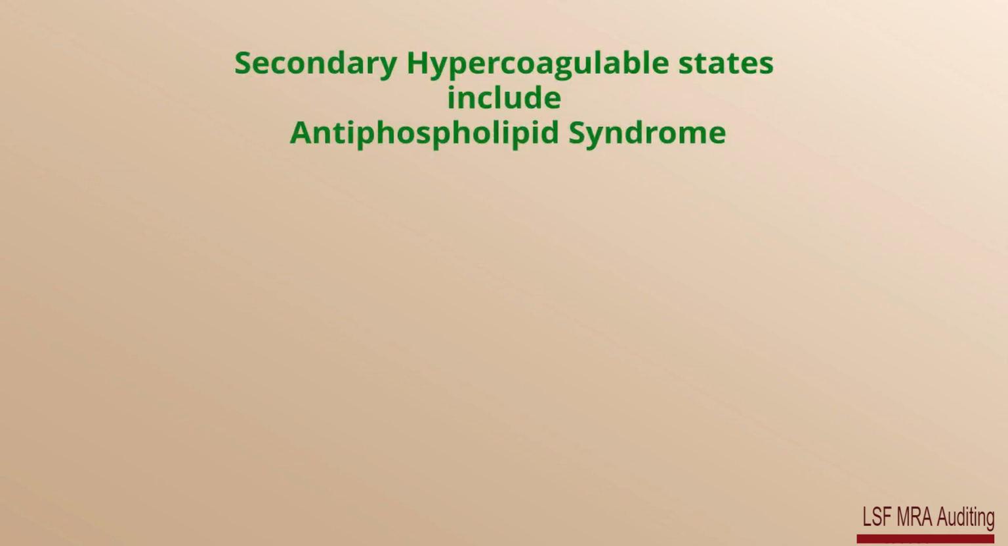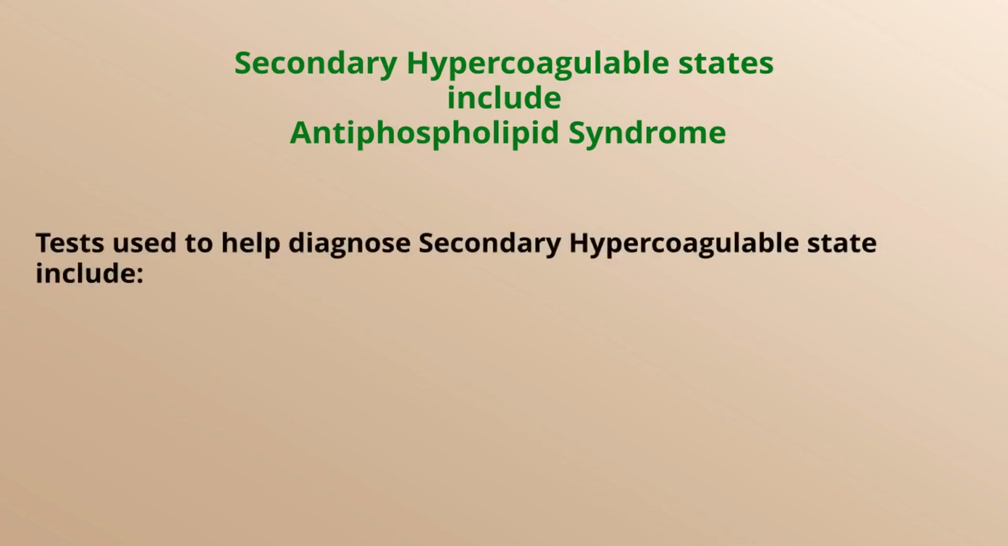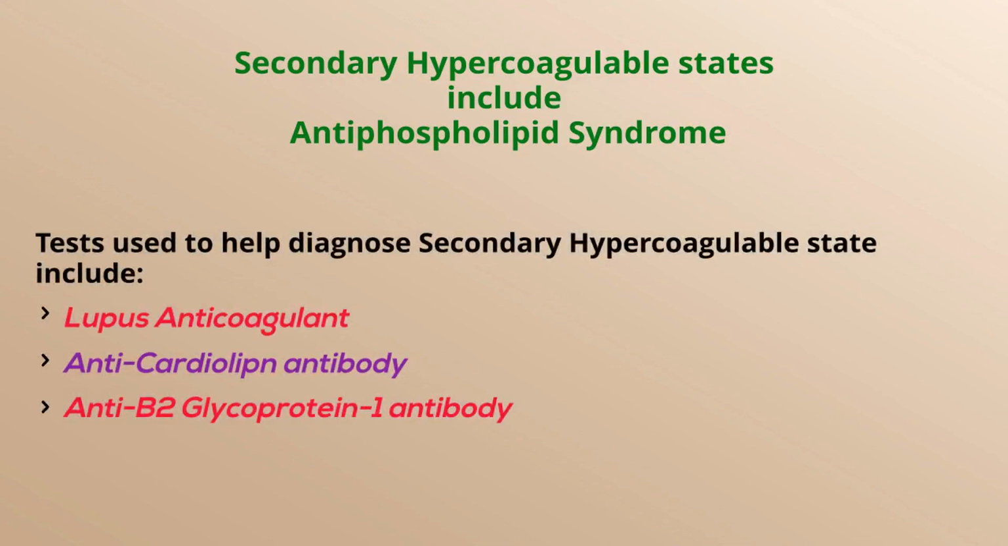Secondary hypercoagulable states include antiphospholipid syndrome, an autoimmune syndrome characterized by autoantibodies against plasma membrane phospholipids and phospholipid-binding proteins. That is why tests used to help diagnose secondary hypercoagulable states include lupus anticoagulant, anticardiolipin antibody, anti-B2 glycoprotein 1 antibody.